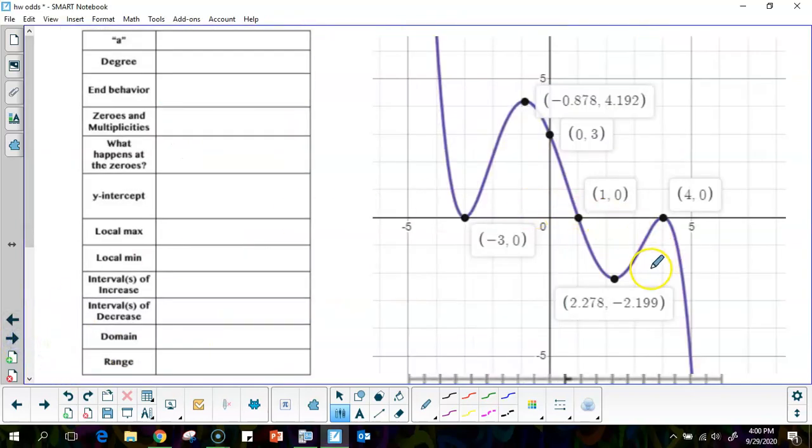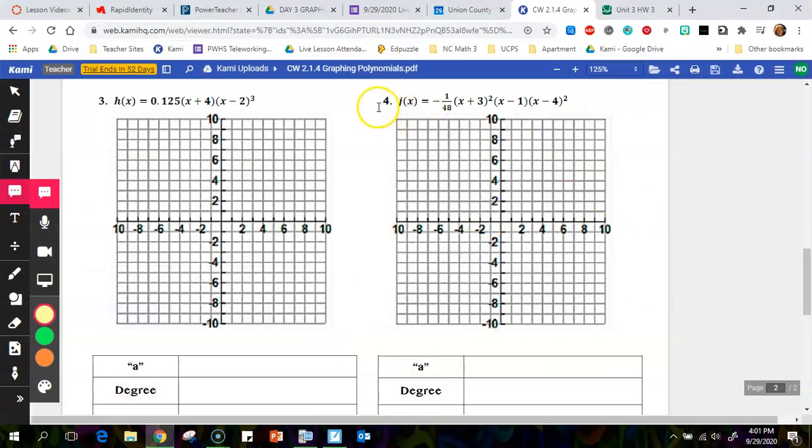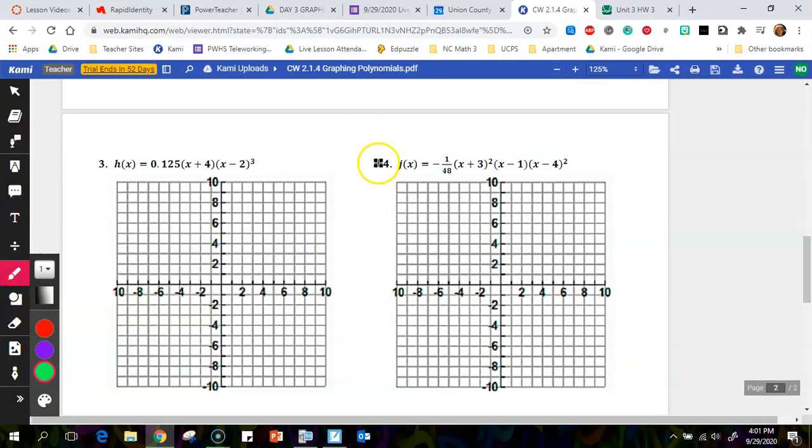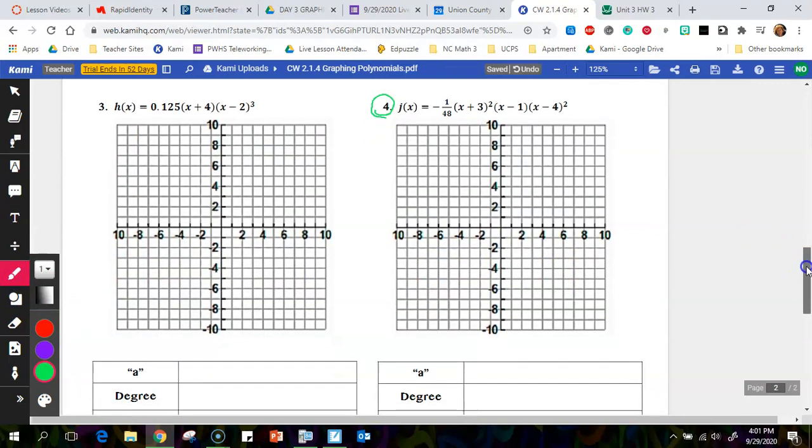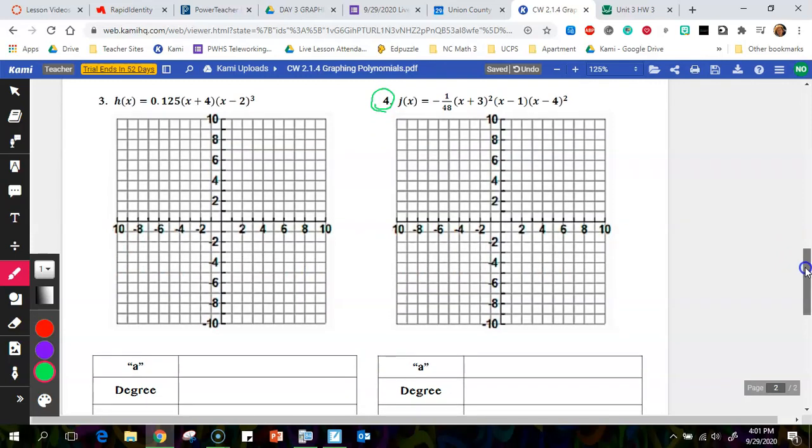So I want you to do this last one by yourself. It does have 1, 2, 3 intervals of increase. It's got 3 of those. And then it's got 3 intervals of decrease. Just to give you a clue on that. So I want you to do number 4 by yourself. And maybe during the live lesson tomorrow, I'll go through that one with you just to make sure that you knew what you were doing. All right.